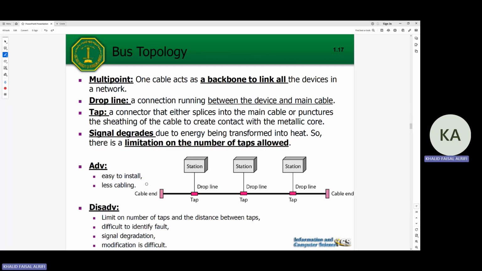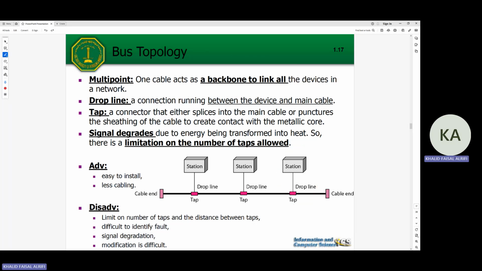The bus topology: we have a multi-point, where one cable acts as a backbone to link all devices in a network. As we can see, the cable is multi-point so that more than one station can drop a line into it. A drop line is a connection running between the device and the main cable, as you can see.